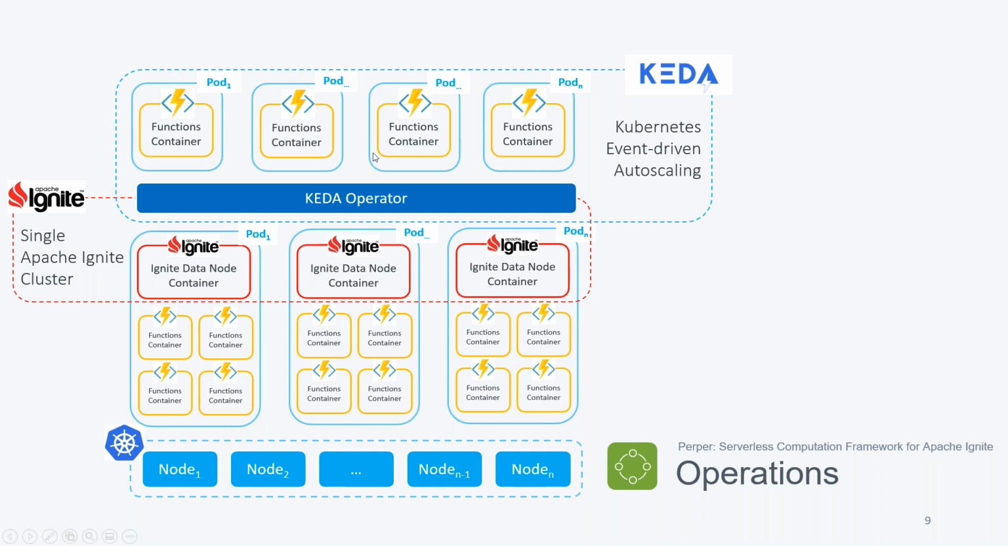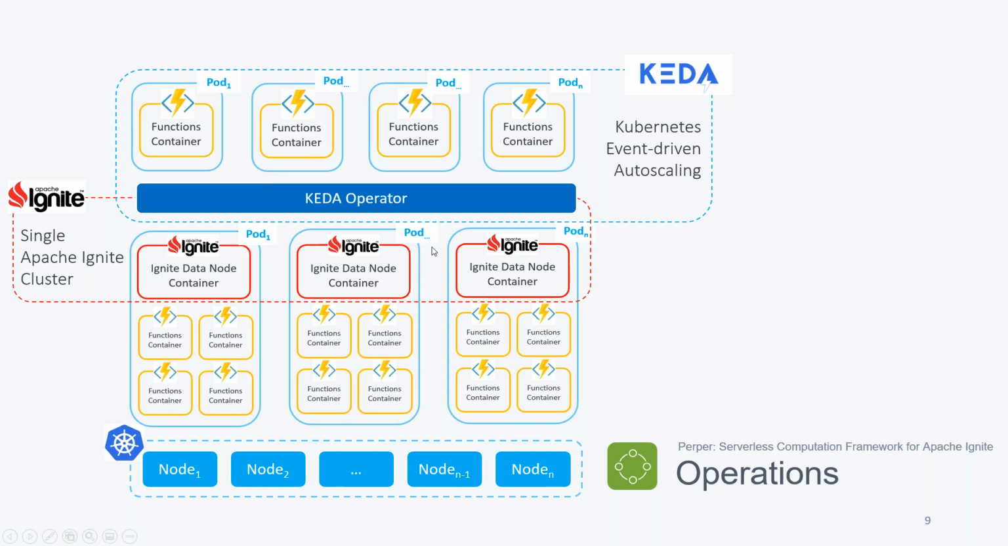But here again, the principle is similar. The only difference is that the connection between the serverless containers and the actual Ignite nodes is not happening through the container network inside the pod, but is actually using the Kubernetes networking.